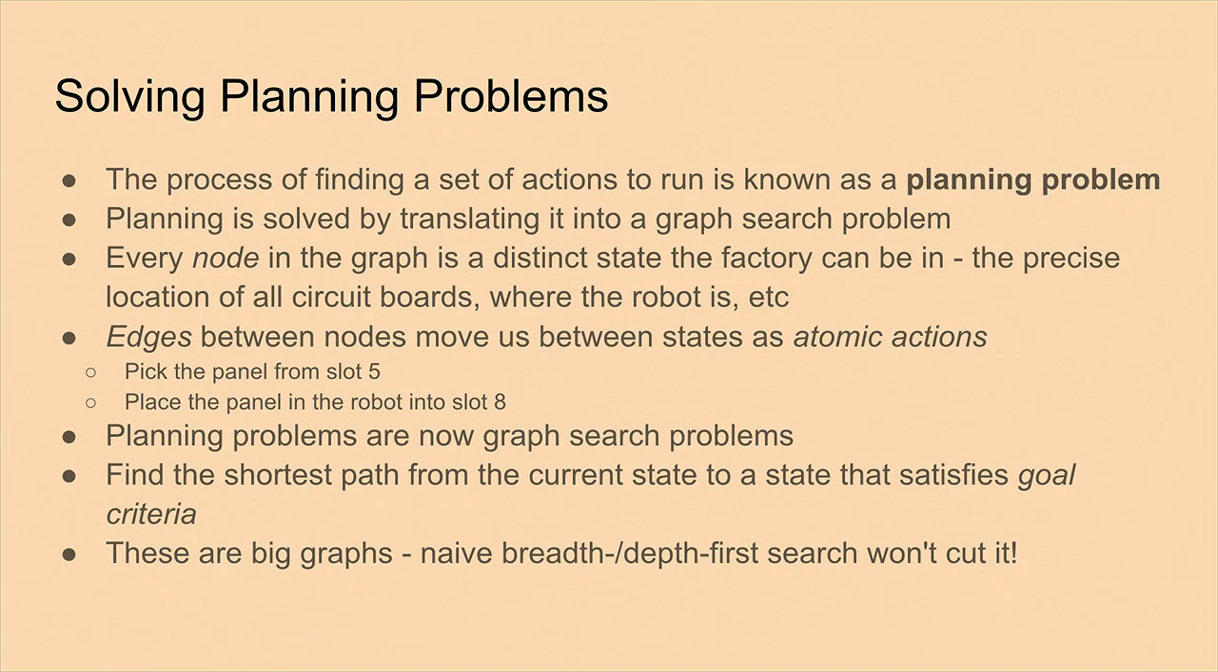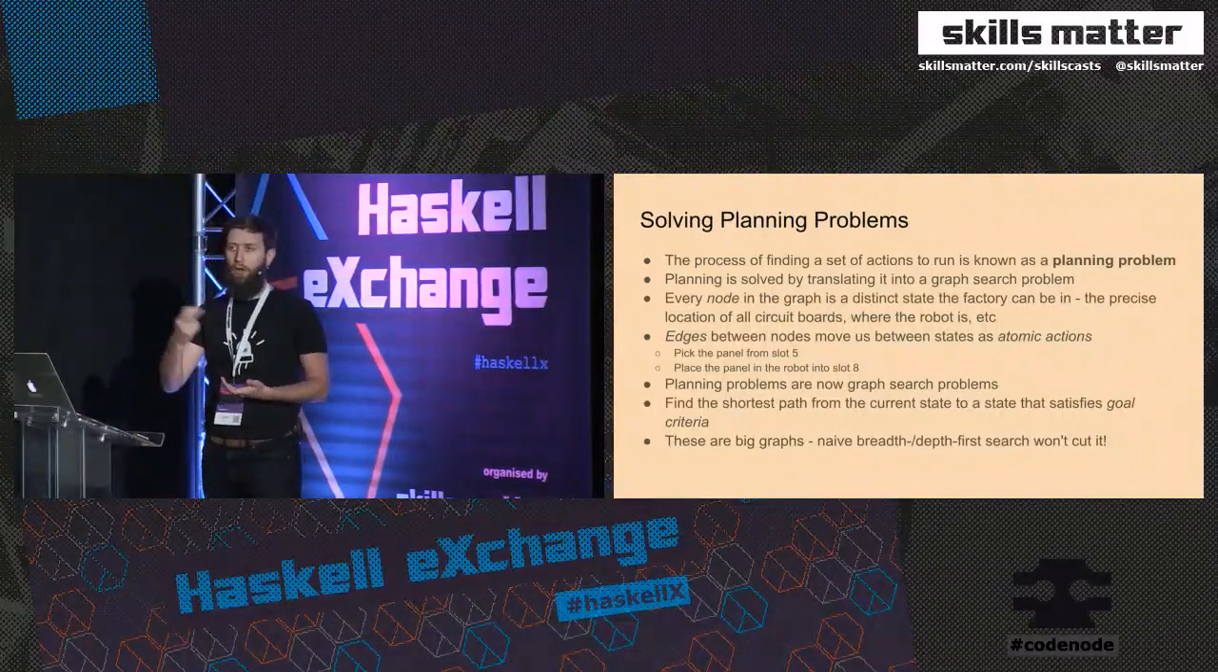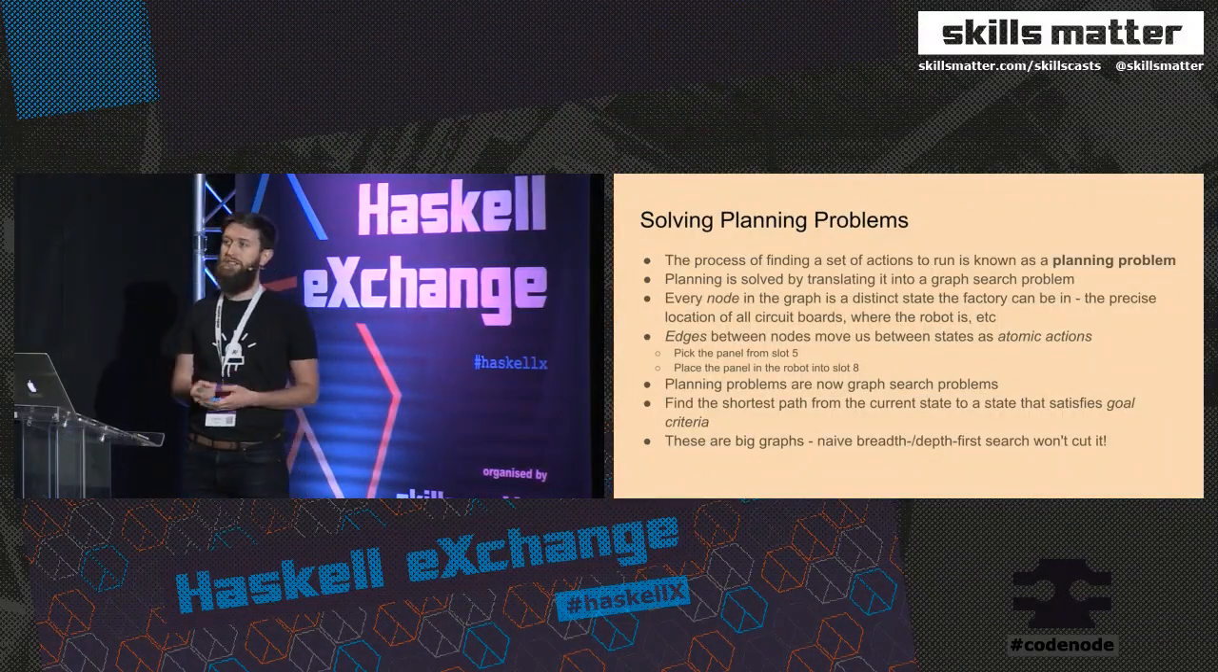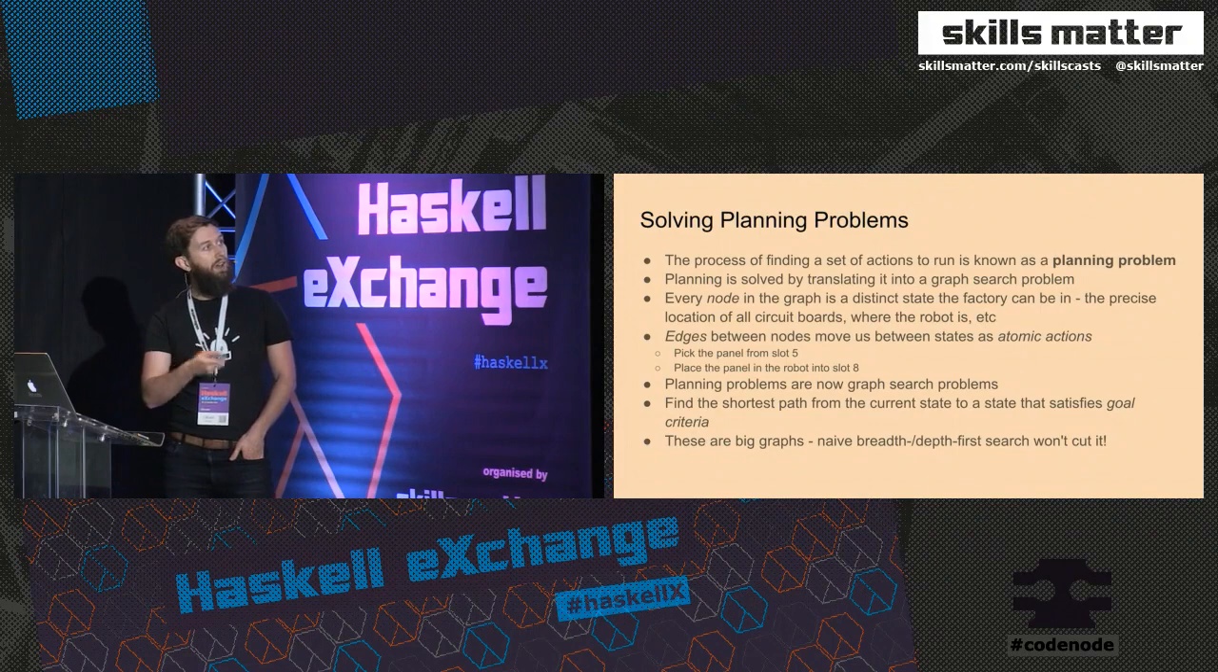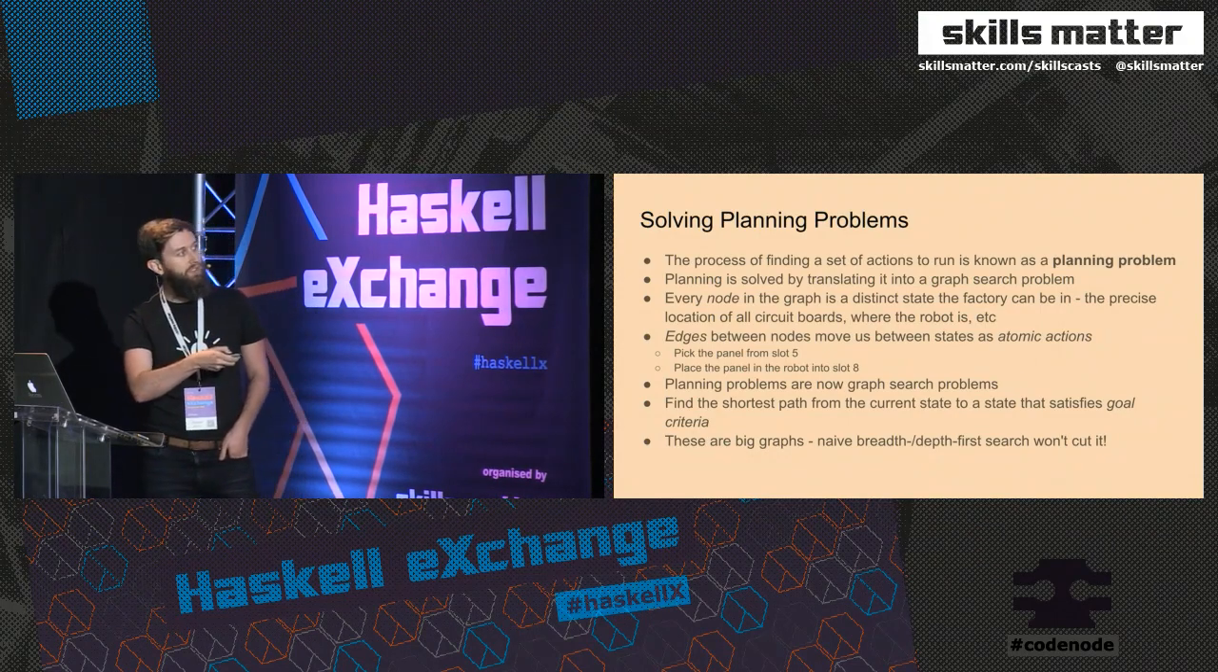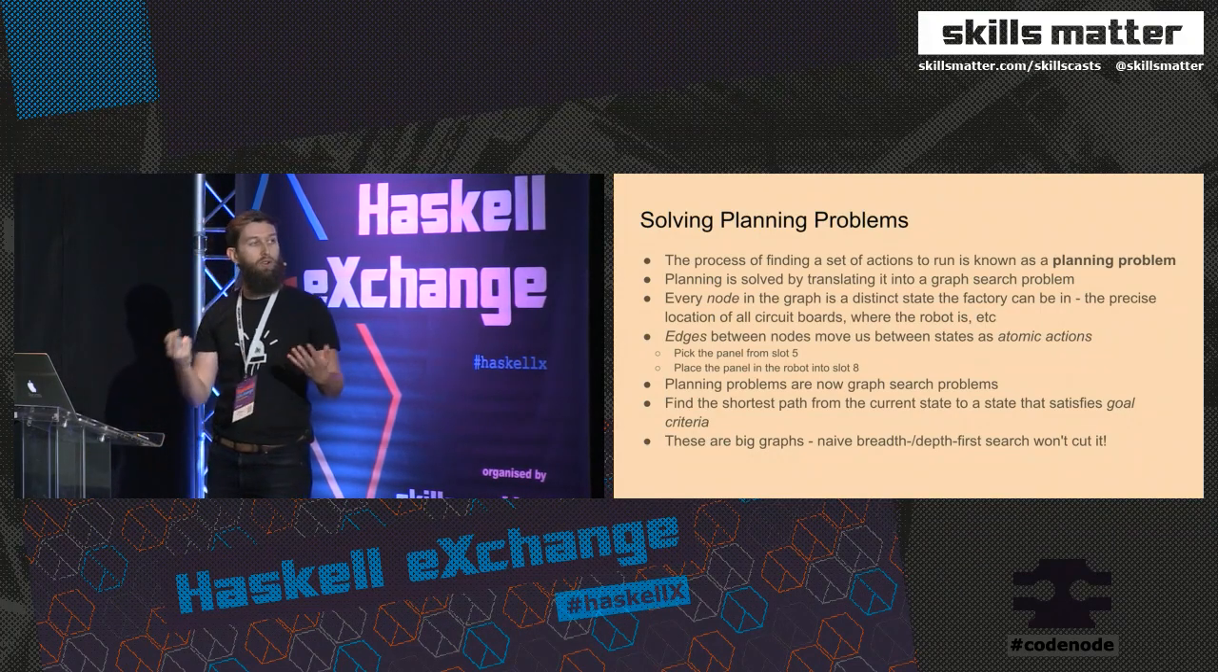So in the example here, the factory is really just a collection of circuit boards and places you can put them. In CircuitHub internally, the factory is a lot more complicated than that. So we model the various machines we have, the state of the circuit boards as they go through production. And the edges in this graph correspond, again, to those transitions between the states. So I could pick a single circuit board up, or I can apply solder paste to a circuit board. Those correspond to atomic independent state transitions. So the edges between those move us between these atomic actions, and planning problems are now graph search problems.